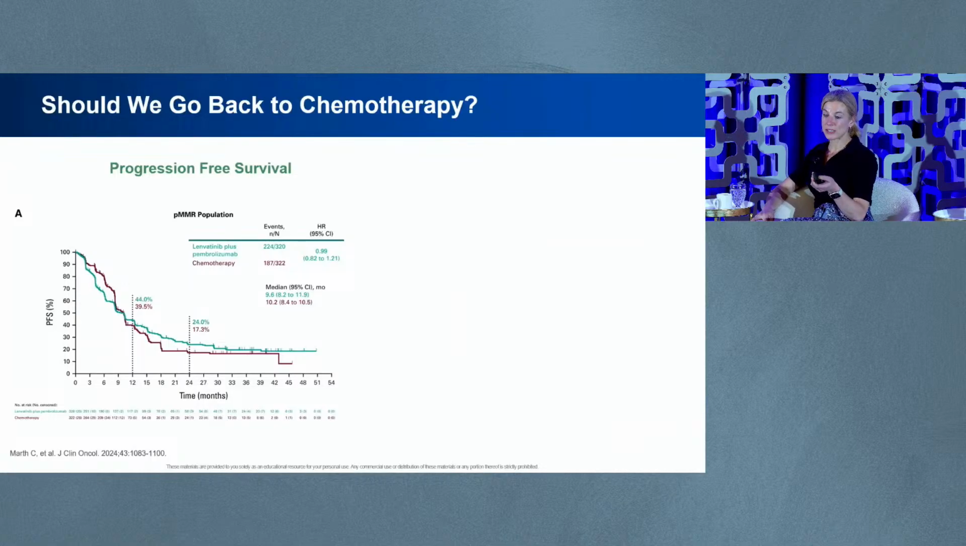So that brings back the question here. If the patient has had prior chemotherapy, should we go back to chemotherapy again? And this is a pMMR population. This graph is again from the LEAP trial, so lenvatinib pembrolizumab versus carboplatin paclitaxel. There was no difference in the overall population.